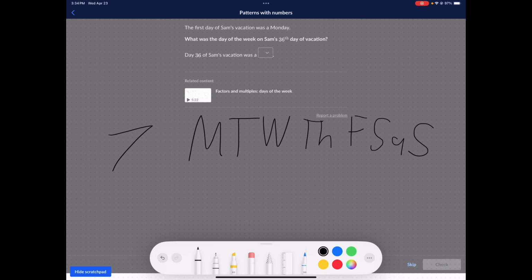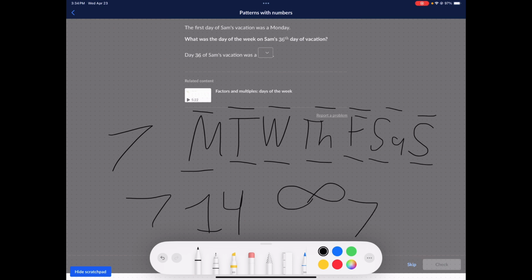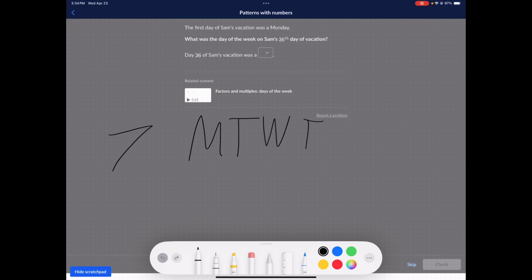So let's take a look at this so we can start counting. 1, 2, 3, 4, 5, 6, 7, 8, 9, 10, 11, 12, 13, 14. Do you see a pattern here? If we do the entire week, we get 7. And then if we do it again, we get 14. It looks like every single time we loop around the week, it'll add 7. So what we can do here is multiply by 7 the amount of times until we get above or slightly under 36. So let's do it.